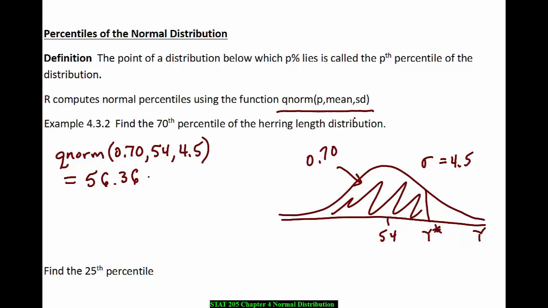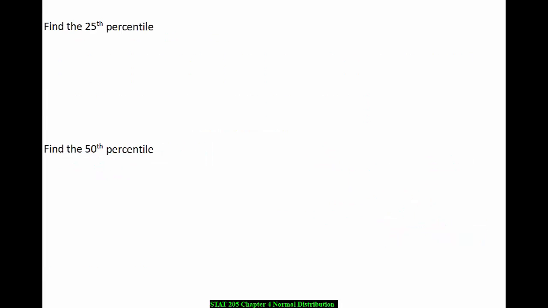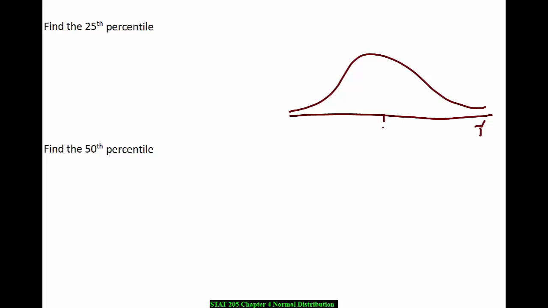And remember, this is a value in the distribution of values. Okay? And our distribution is about herring lengths, so these percentiles get units. So a length of 56.36 millimeters corresponds to having 70% of fish being shorter than that. Now to find the 25th percentile. Again, we're going to draw a picture. So I'm going to put my normal distribution here. That's not very symmetric, but hopefully you get the idea.